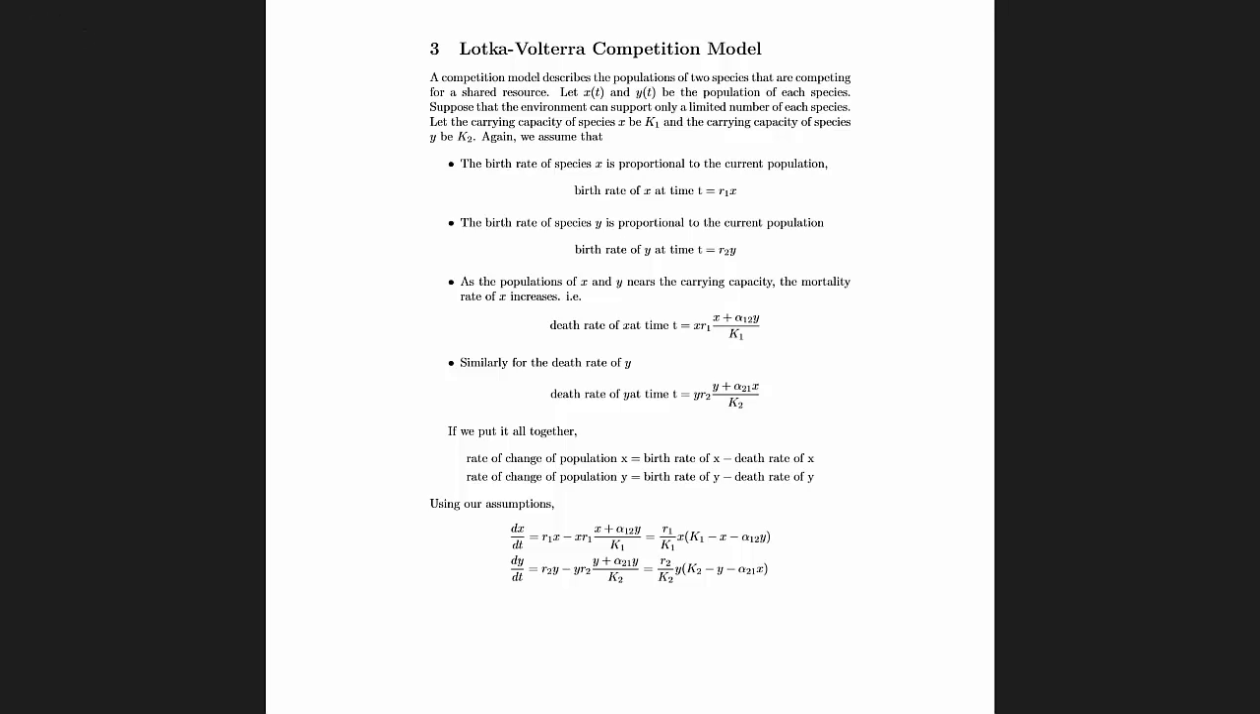Now let's talk about the very last model on the docket, the Volterra competition model. So a competition model describes the populations of two species that are competing for a shared resource. So maybe you have rabbits and you have deer, and they're both competing for foliage on the ground. They're both competing for some shared resource, okay? So we're going to let x of t and y of t be the population of each species. And the environment can only support a limited number of each species, right?